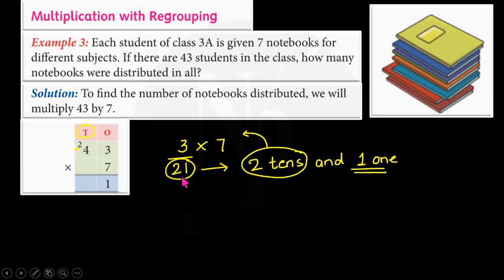So in 21 there are 2 tens and 1 one. So 1 one is written in the ones column, and these 2 tens are sent to the tens column here, that is to the tens place here.